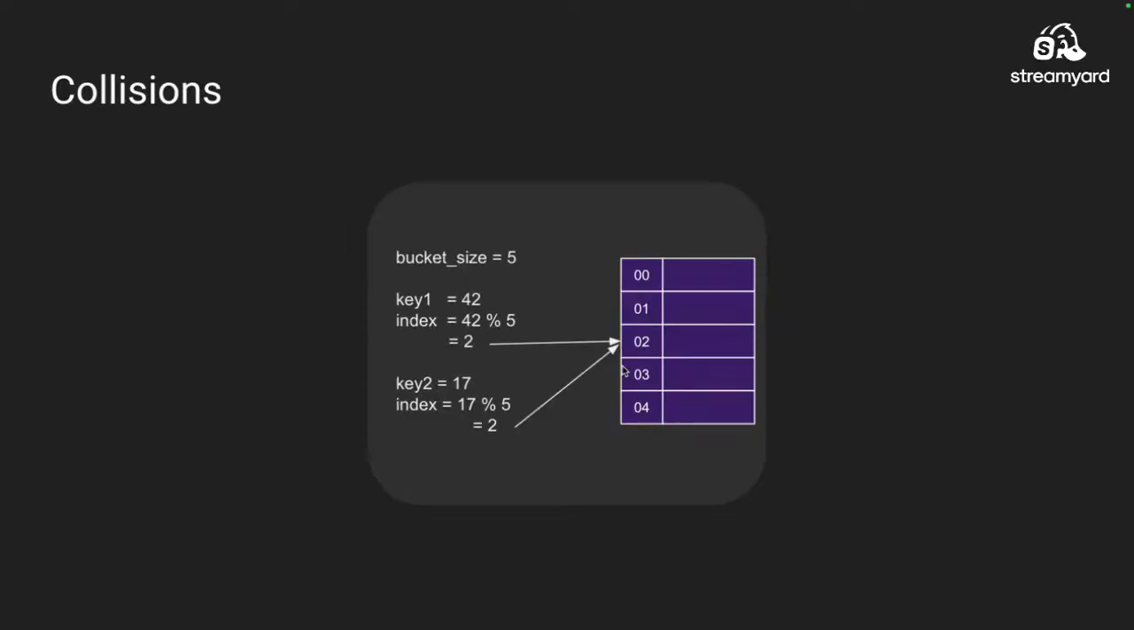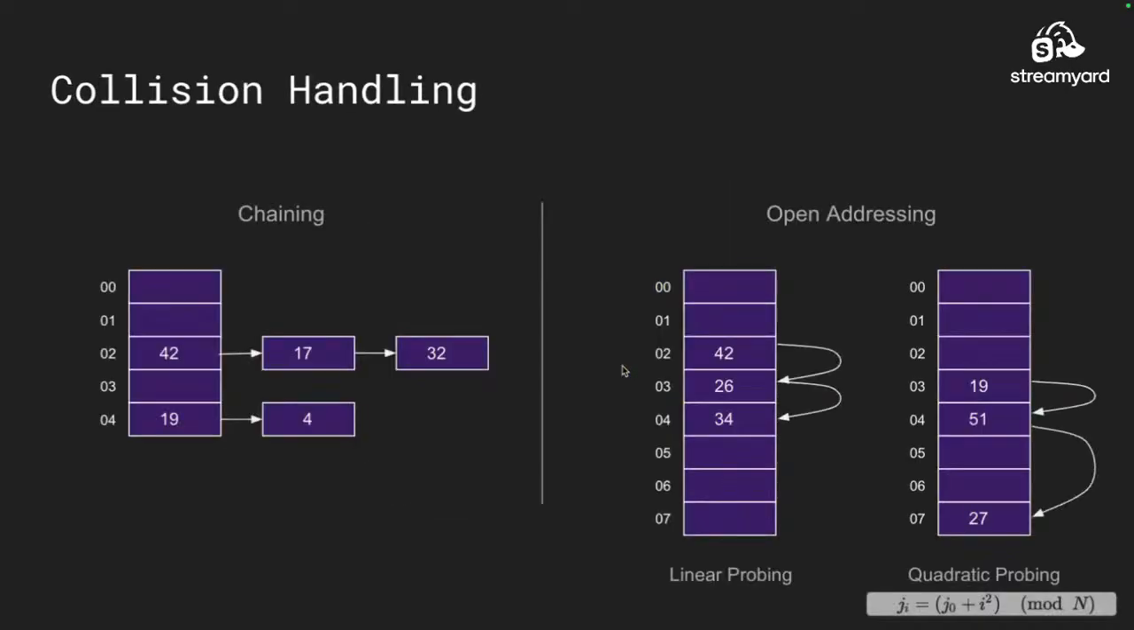So how do we handle this? We need a strategy to handle this collision. These are the main collision handling strategies. We will spend some time on this slide to understand it completely. So the first one is chaining, where from each bucket you will have a linked list. For example, as you can see here, from 42 it's linked to 17, 32.